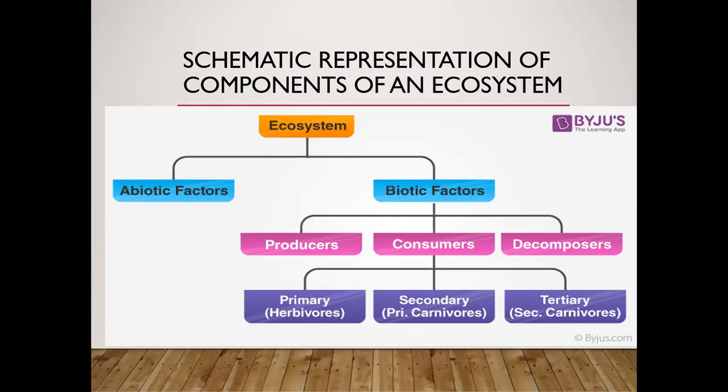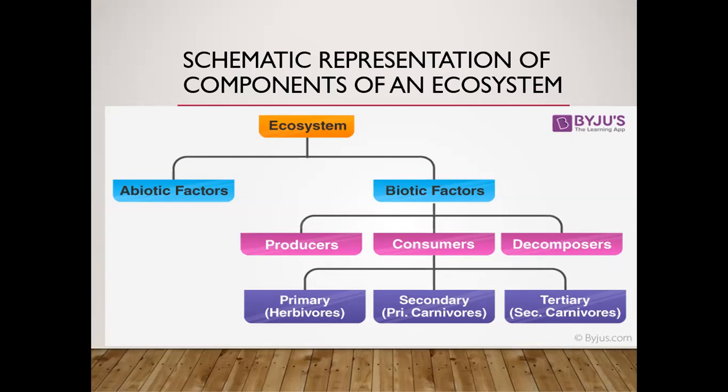Primary consumers are the consumers that feed directly on producers. They are herbivores, organisms that can feed on plants. Okay, you have grasshopper, you have rabbits, goats, and many other examples. They are primary consumers. Okay, they can feed directly on producers.